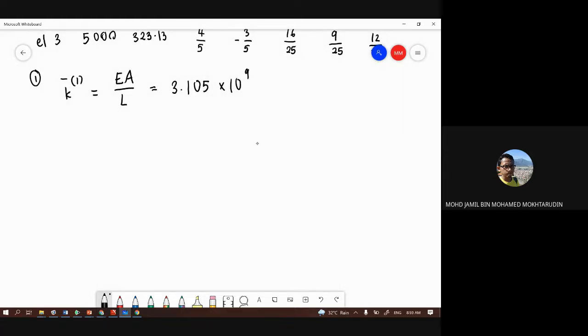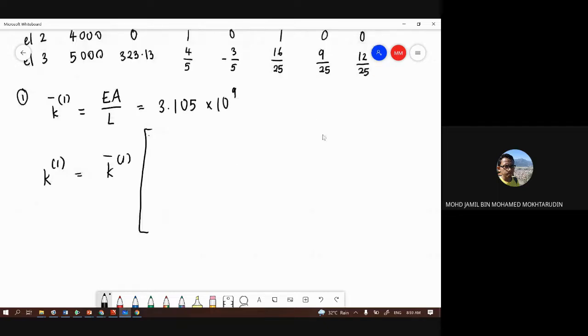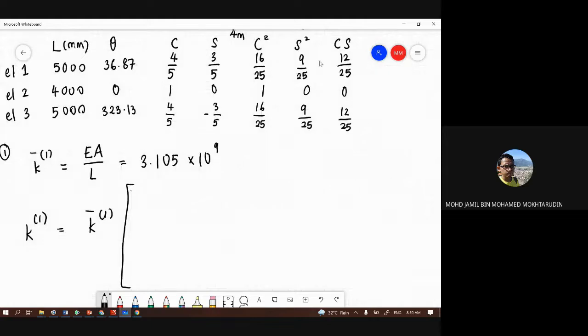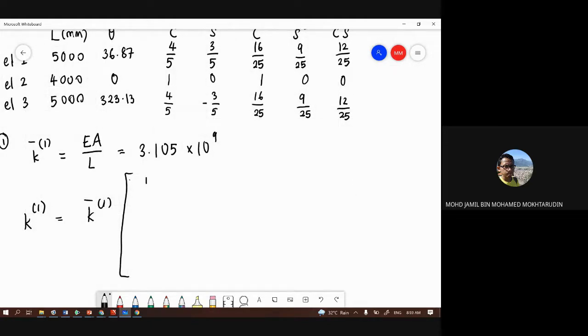And then after we find k bar, we find the k. So k, the stiffness matrix of element 1, equals k bar times the matrix of sine and cosine. So cosine squared, and so on. We just substitute the values here: 16, 12, negative 16, negative 12, and so on.